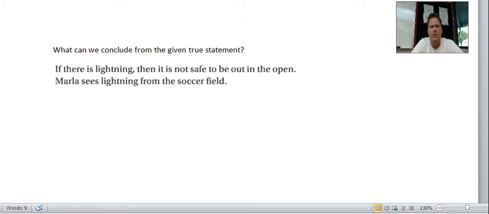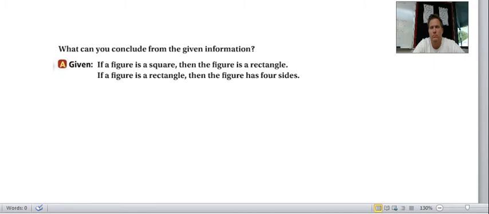You don't need to write that one down, by the way. But make sure we have this one written down. This will be our second example, so put example number 2. It says, what can you conclude from the given information? This is an example of our law of syllogism. It says, if a figure is a square, then the figure is a rectangle. If a figure is a rectangle, then the figure has 4 sides.